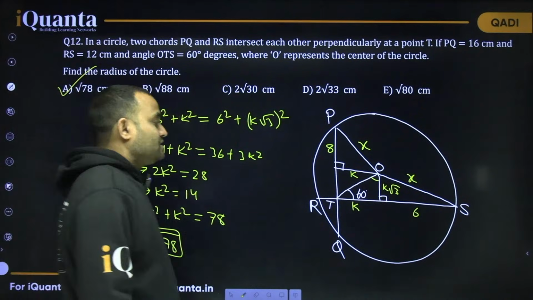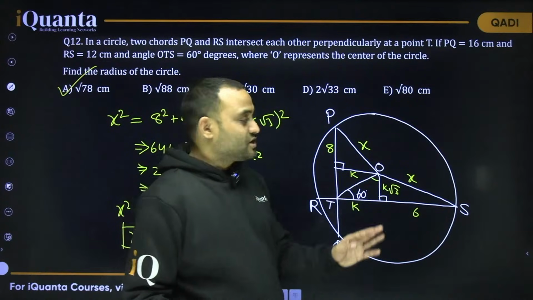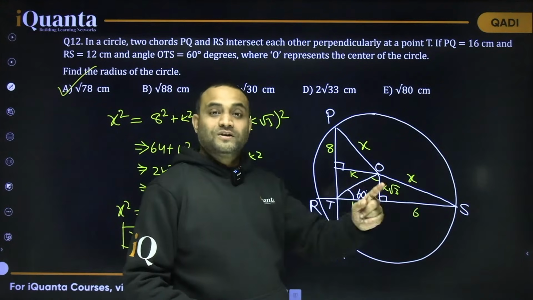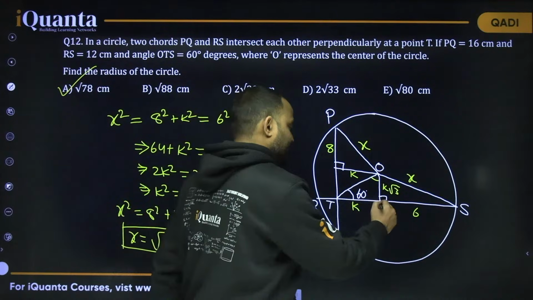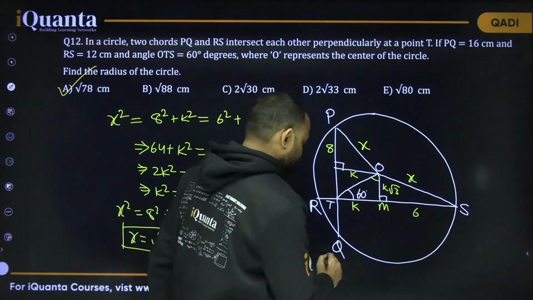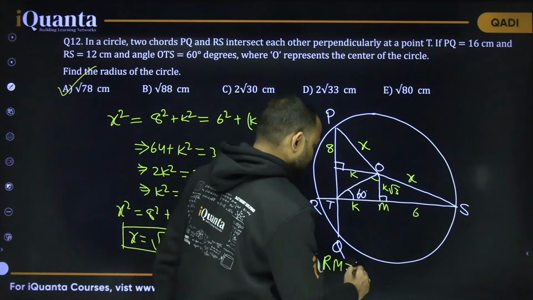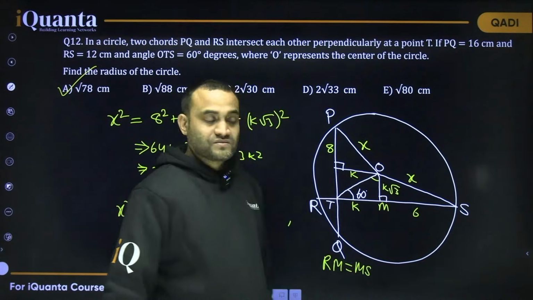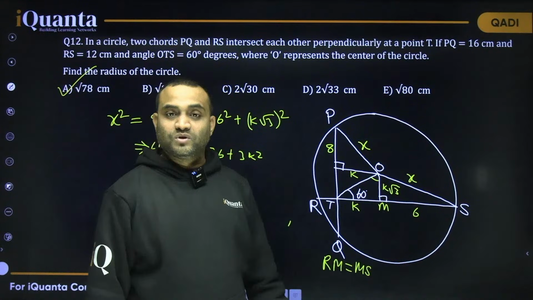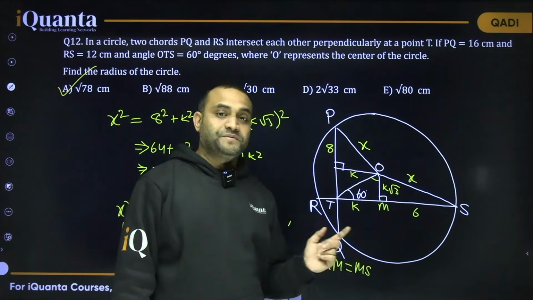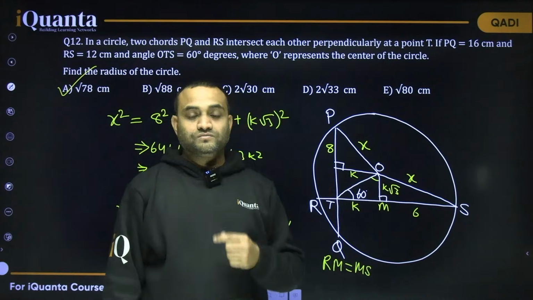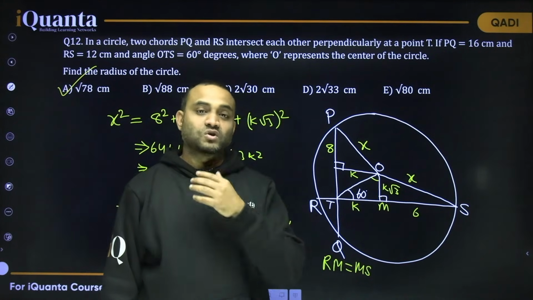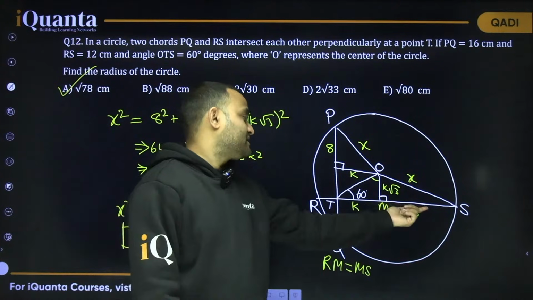Sanskriti, if you draw a perpendicular from the center to a chord, it will bisect it, right? So let's say this point is M. RM will be equal to MS because OM is perpendicular. We saw this property in the last class as well, that if you draw a perpendicular to a chord from the center, it will bisect it, or vice versa is also true. That's why it's 6 and it's 8.